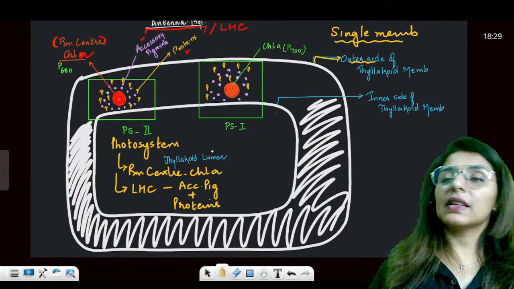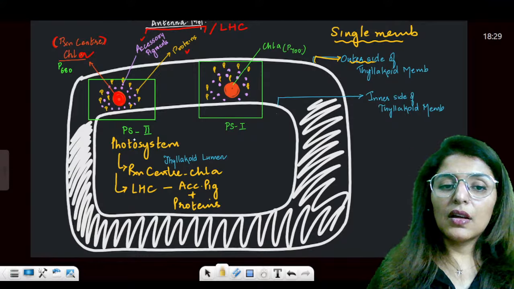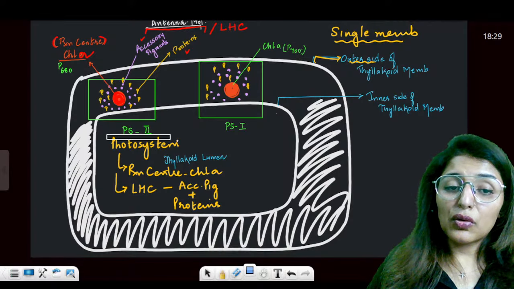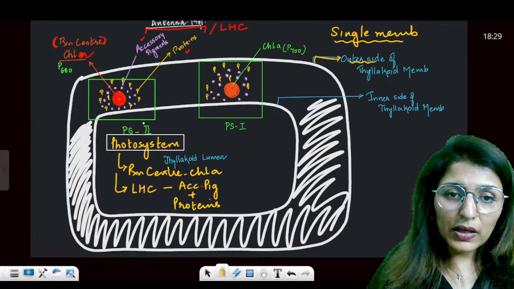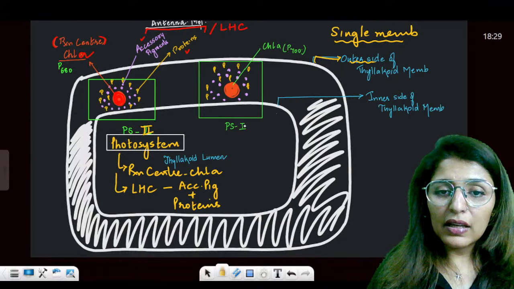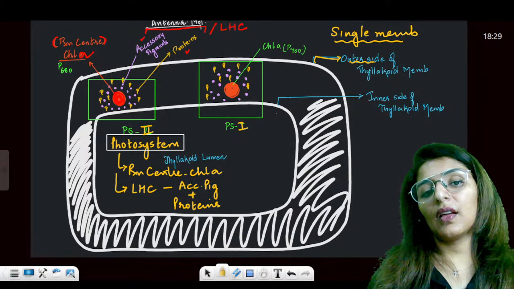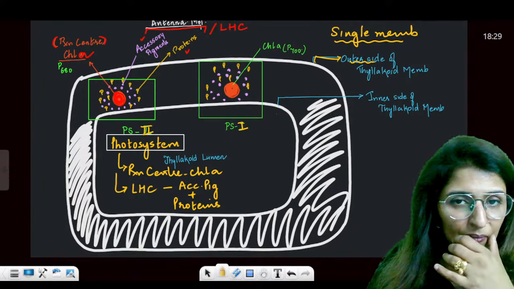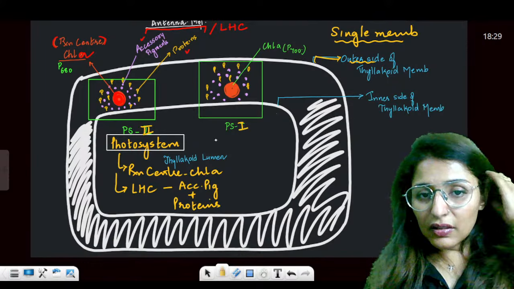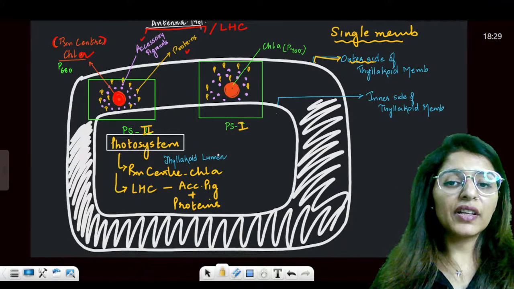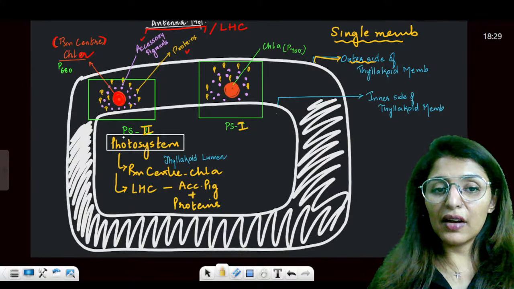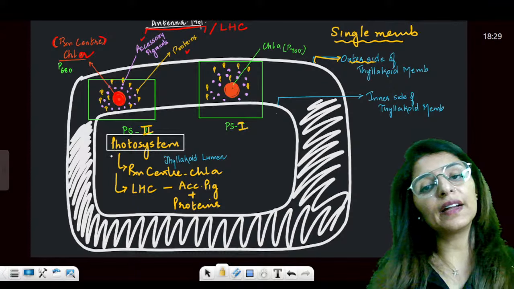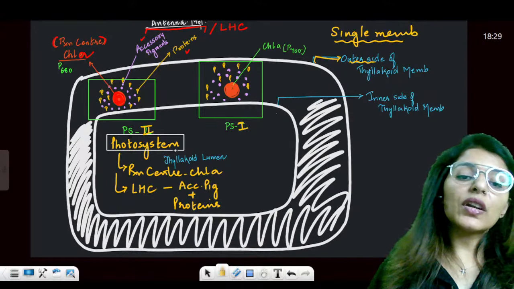Please tell me that these points are clear to you all. So this constitutes a photosystem. Now we have two types of photosystems. One is photosystem 2 and then we have photosystem 1. Now remember, this 1 and 2 is in the order of their discovery. So photosystem 1 was discovered first and photosystem 2 was discovered later on. Are these points clear?